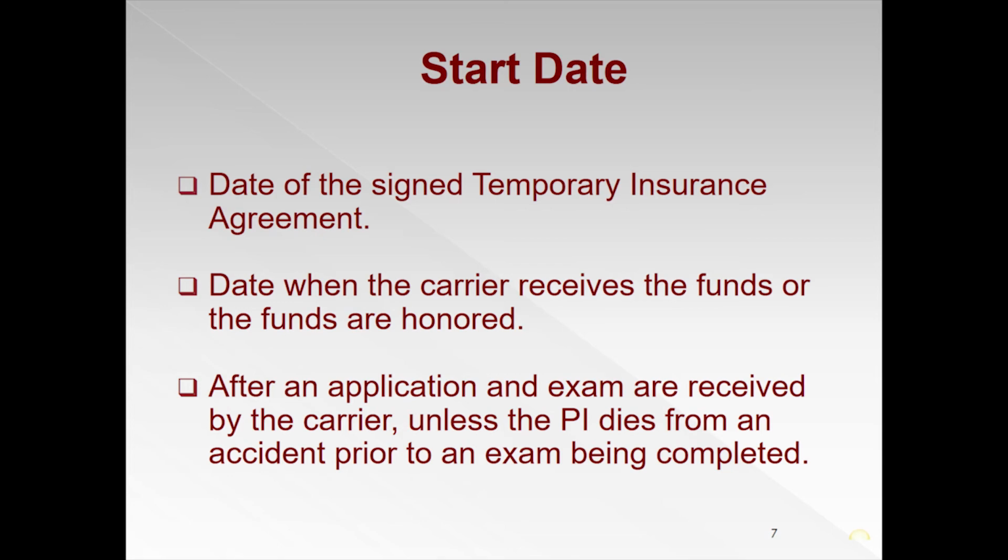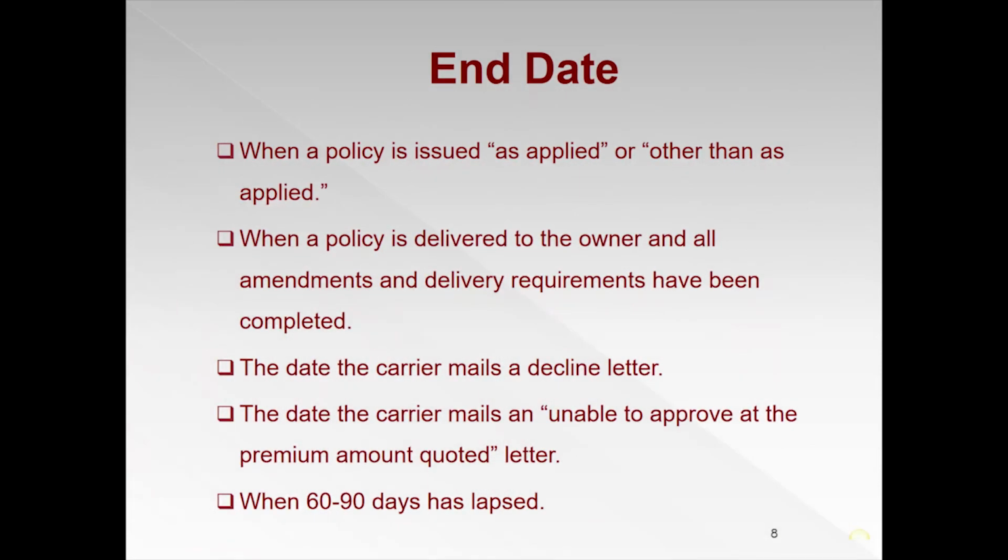And finally, every temporary insurance agreement has an end date. And again, that will vary too, but it'll look something like this. It may be when a policy is issued as applied or possibly other than as applied. Maybe when a policy is actually delivered to the owner and all the amendments and delivery requirements have been completed. It could be the date the carrier mails a decline letter. That would stop the temporary insurance agreement. Or it could be the date the carrier mails an unable to approve at the premium amount quoted letter. So if those letters are sent, that is the date that the temporary insurance agreement would terminate.